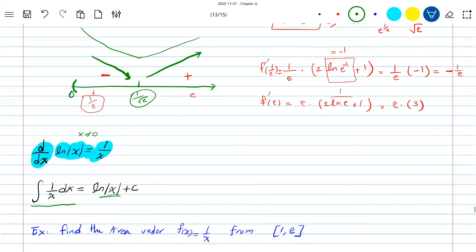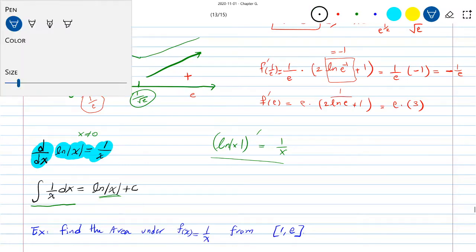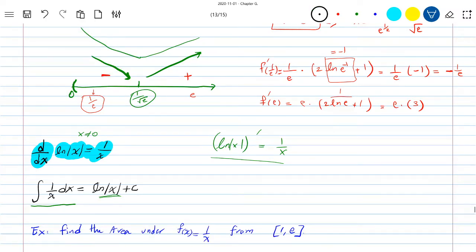And how do we know this? It is just by going backward in the derivative. If I know the derivative of ln absolute value x is 1 over x, therefore the integral of the right-hand side should be the left-hand side. So the integral of 1 over x must be ln absolute value of x, plus some constant c, since the constant doesn't really affect anything. Let me write this. Okay.